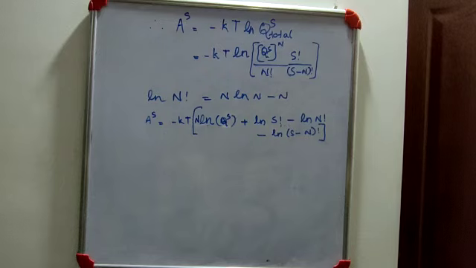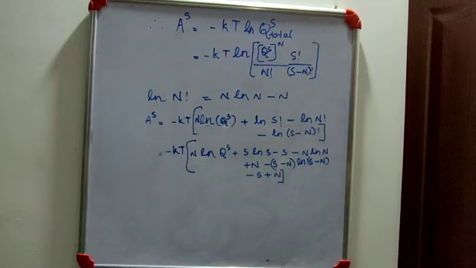Now we have to apply the Stirling approximation. Now we get the expression as minus kT into n log Qs plus s log s minus s minus n log n plus n minus of s minus n log s minus n minus s plus n. So we can cancel the similar terms with opposite sign.